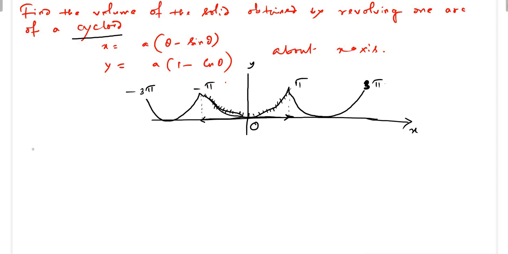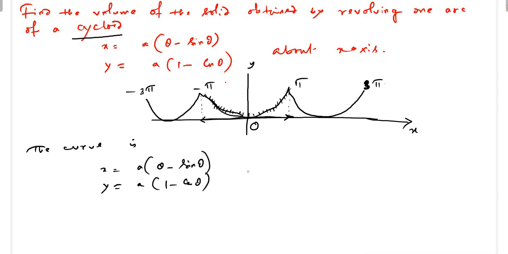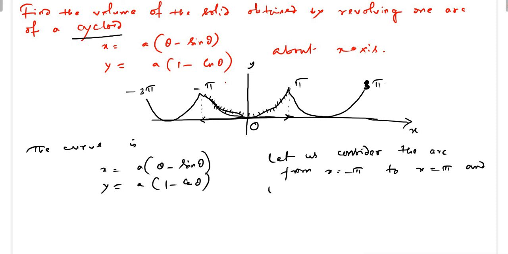So the curve is x equal to a into theta minus sine theta, y equal to a into 1 minus cos theta. This is your curve. Okay, let us consider the arc from x equal to minus pi to x equal to pi, and let us rotate it about x axis.